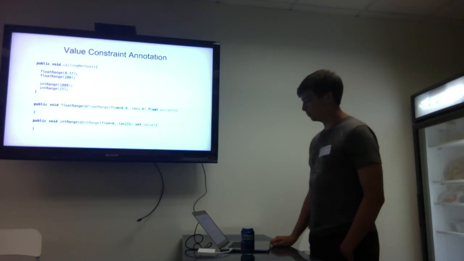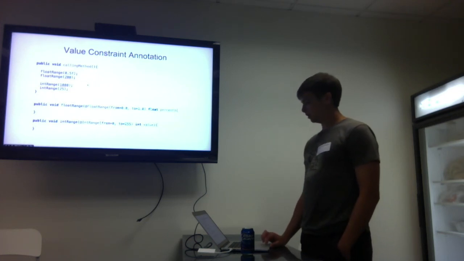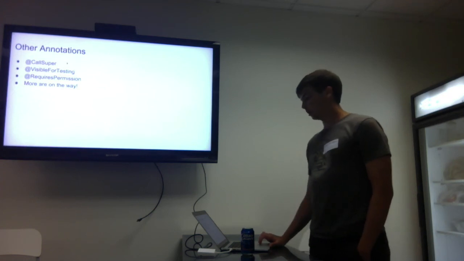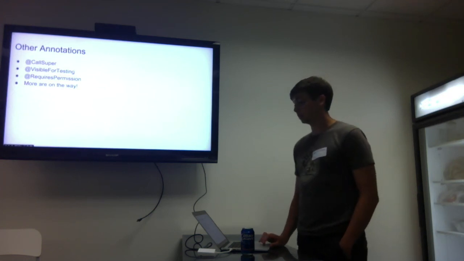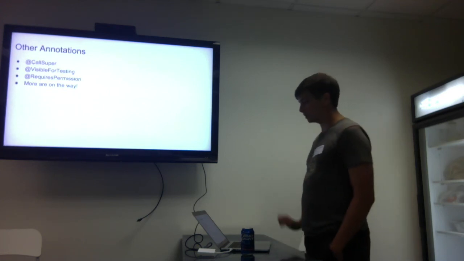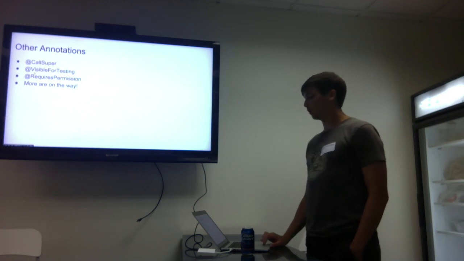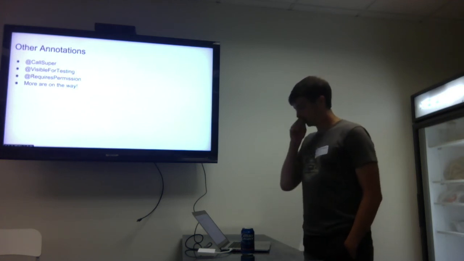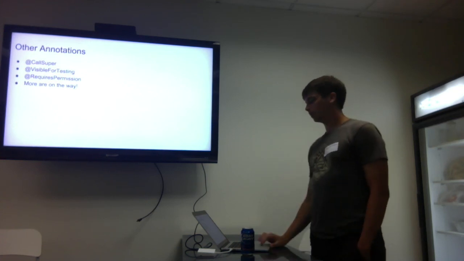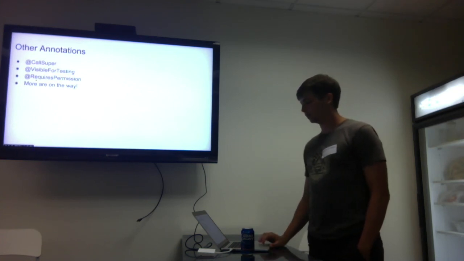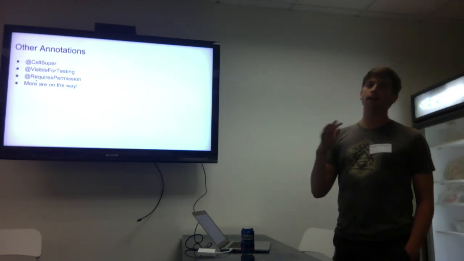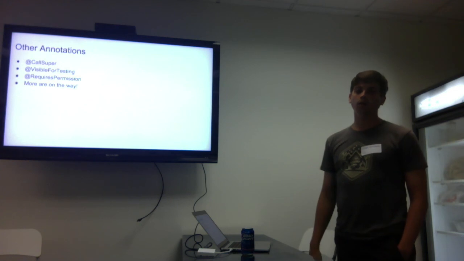So, pretty cool there. Other annotations: you can annotate a method to make sure it's calling the superclass, which comes in handy. I think the require permissions one is something moving forward with M. It's a way of saying that if you're using location, you put on the method that you'll need this, and I think that's going to be more and more used with the change of permissions.